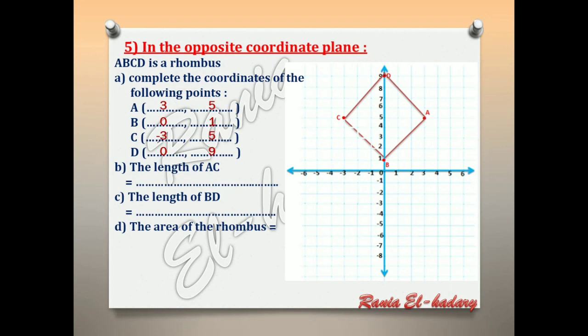The length of AC. Count from point A to point C. Yes, 1, 2, 3, 4, 5, 6. Yes, 6. Or find the length of AC from its two points. C minus A equals negative 3, so it is 6 units. The length of BD equals 8 units.